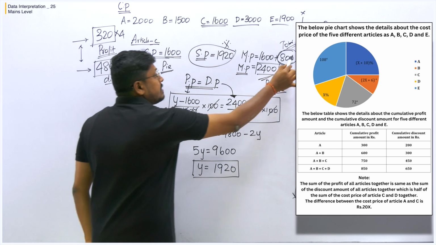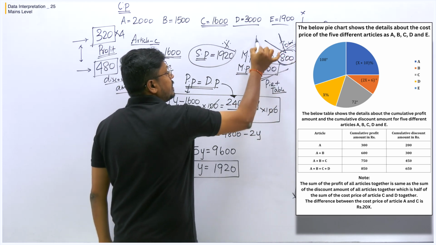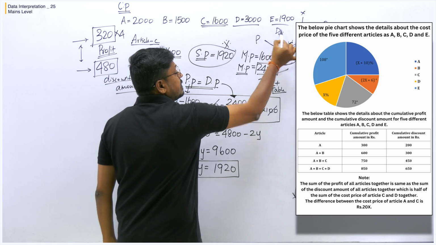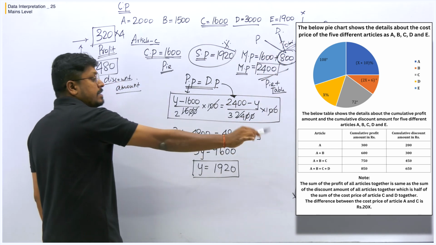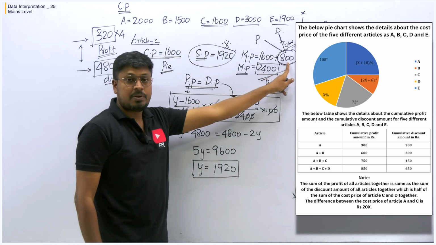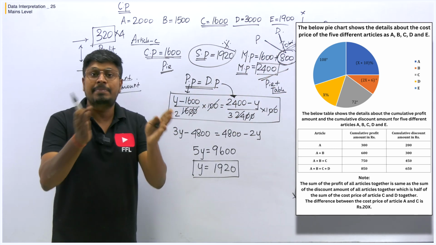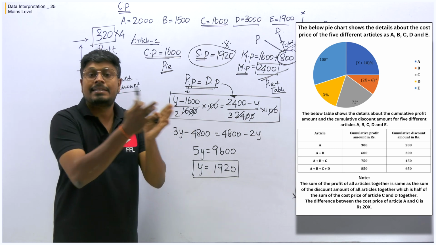But here, this total has been split into 2 data, right? They have given that profit is this much and discount is this much. See the table chart: 300 is the profit and 200 is the discount. In the previous one they gave a total, so we didn't know what the profit and what the discount was. But in this question, they split the value and gave it separately.